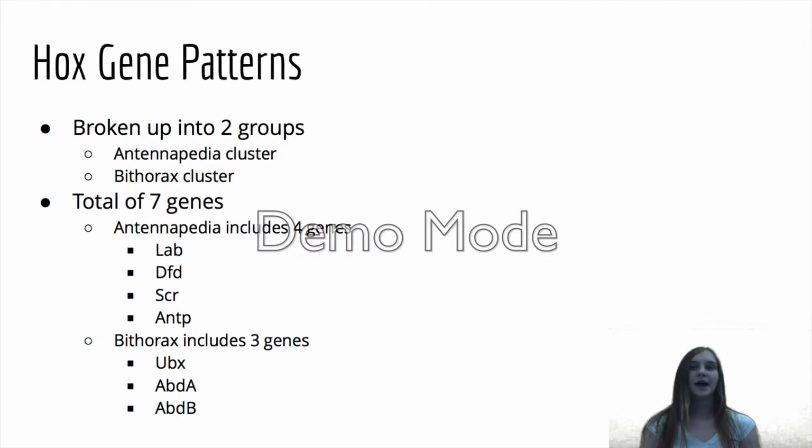The Hox gene patterns are broken up into separate groups, the Antennapedia cluster and the bithorax cluster. These groups are named as they relate to the issues that can arise when these genes are disrupted. The Antennapedia cluster includes 4 genes. The first is lab or labial, the second is DFD or deformed, the next is SCR or sex combs reduced, and the last is ANTP or Antennapedia.